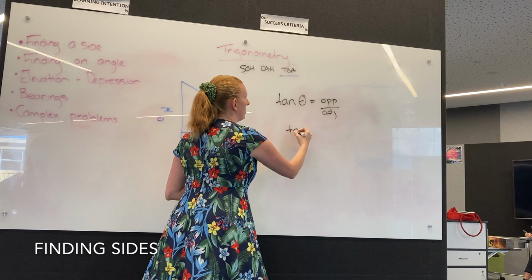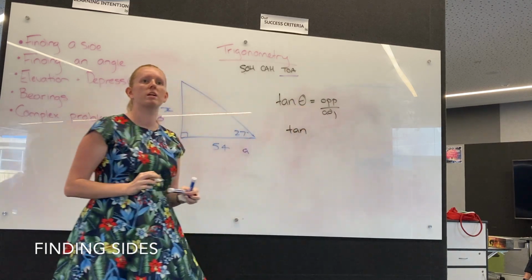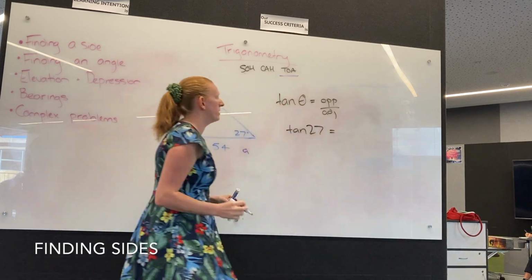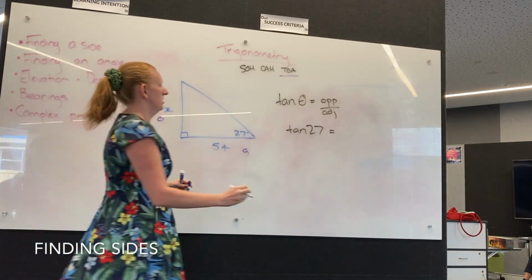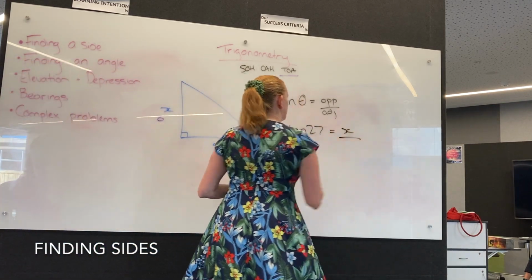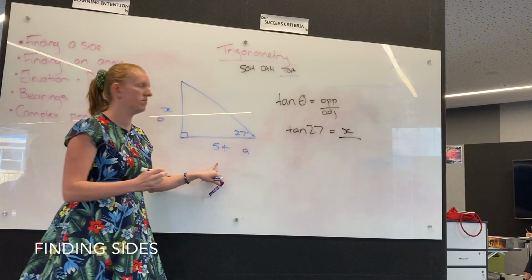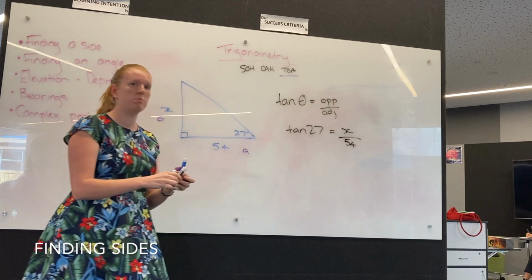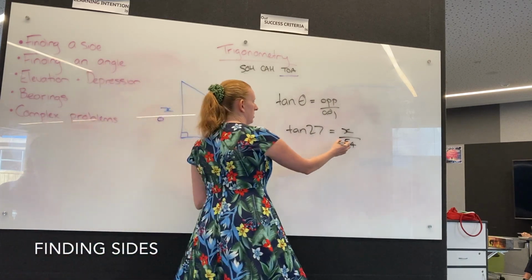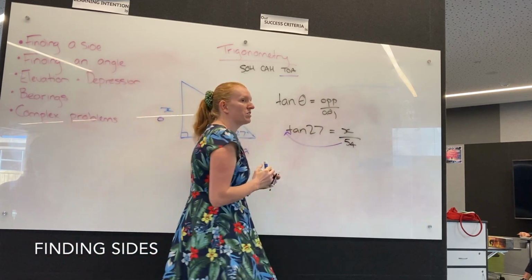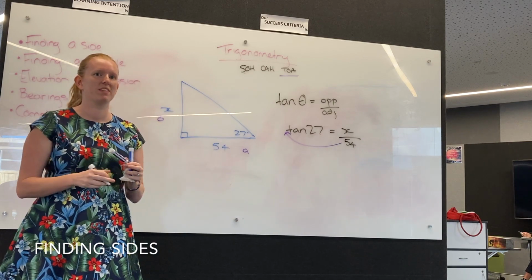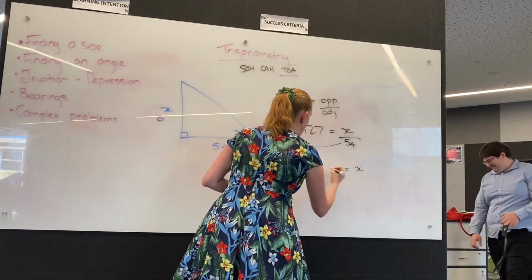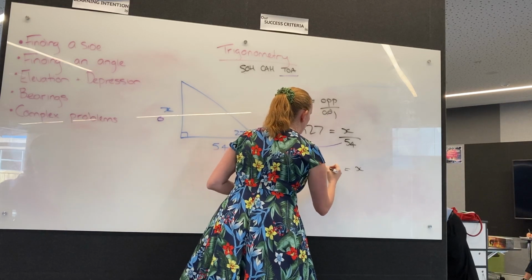So I'm going to fill in my blanks. Instead of this symbol, what am I going to put? 27. What's my opposite side? Over, which is 54. My number's on the bottom, so what am I doing? Moving to the front. 27.5. So x is equal to 27.5.